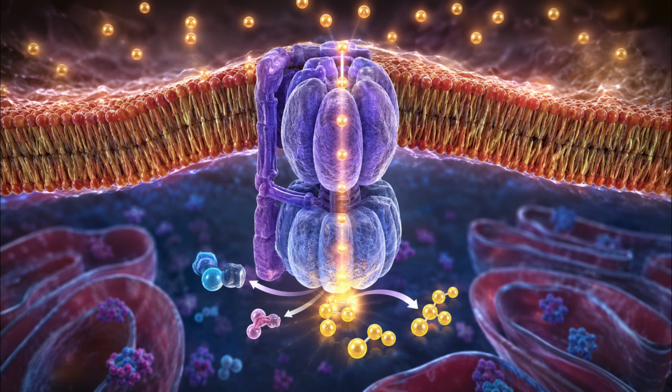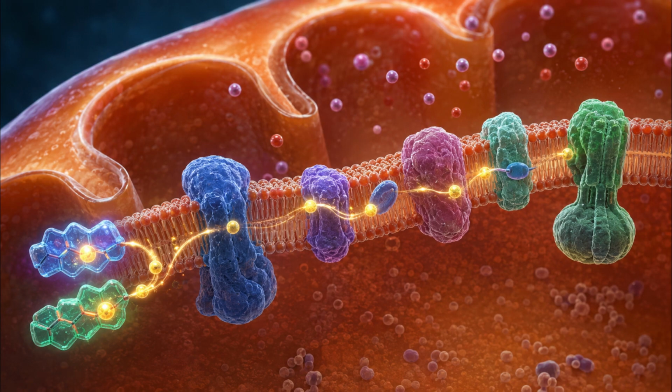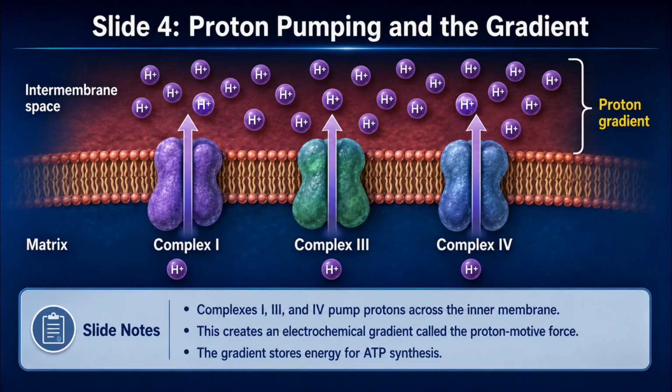As electrons move through complexes 1, 3, and 4, protons are continuously pumped from the matrix into the intermembrane space. This creates a high concentration of positively charged protons in the intermembrane space and a lower proton concentration in the matrix. The unequal distribution of protons produces an electrochemical gradient across the inner mitochondrial membrane. This gradient is called the proton motive force. It contains stored potential energy, similar to water being held behind a dam.